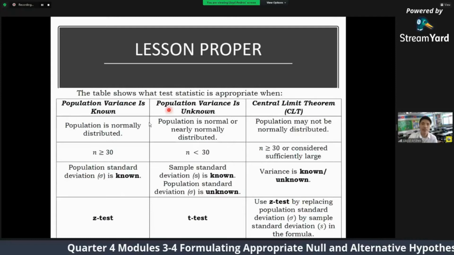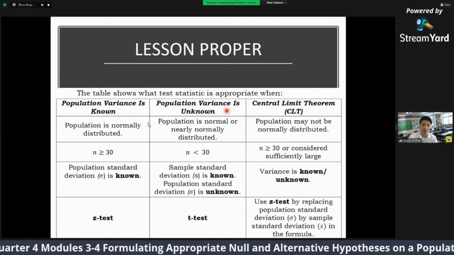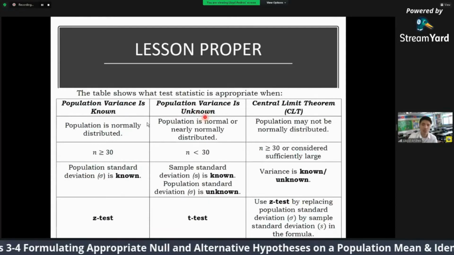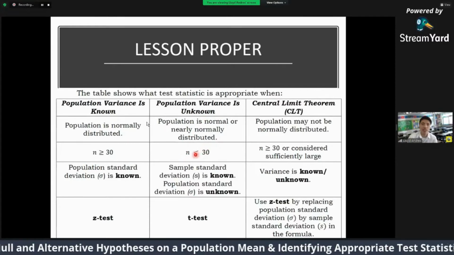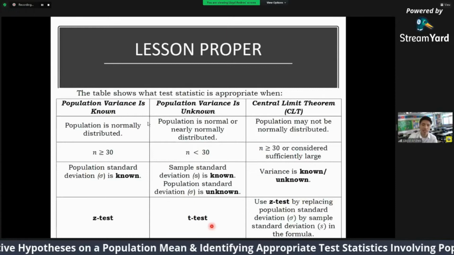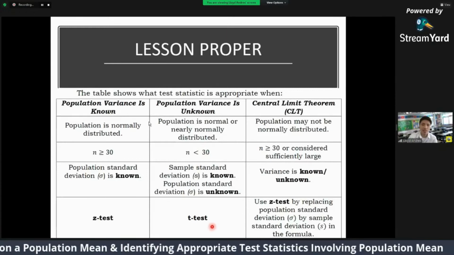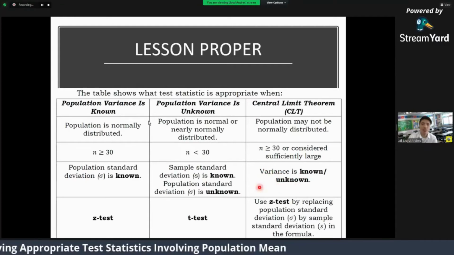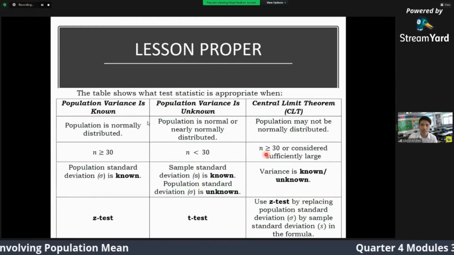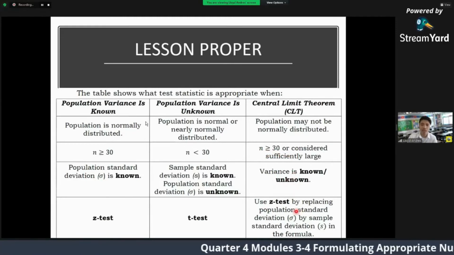But if the population variance is unknown and ang sample size nato is less than 30, then t-test ta. Pero what if the variance is not known? Unknown siya. Pwede known, pwede unknown. Pero again, sample size nato is 30 or more, then z-test gihapon ta.